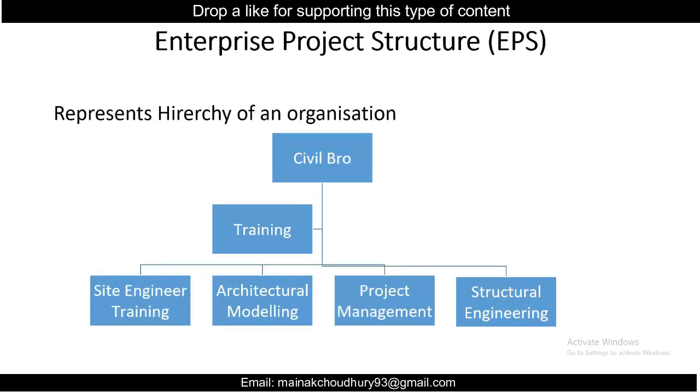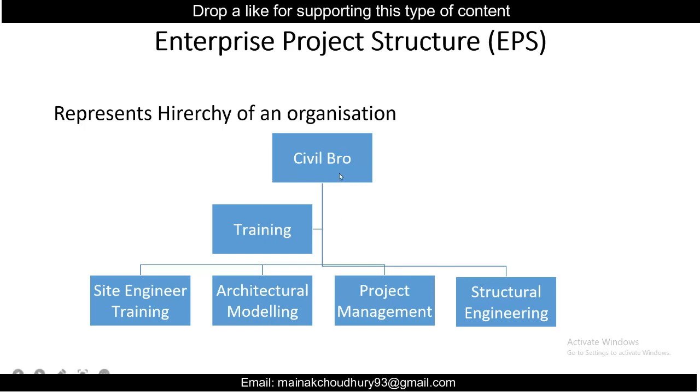And then you have the EPS, or the enterprise project structure, which represents the hierarchy of the organization. Suppose Civil Bro is a training organization. We have site engineer training, architectural training, project management, structural engineering. So there are various kinds of training, and each department will have various trainers in it. This is again a very simple example for understanding.